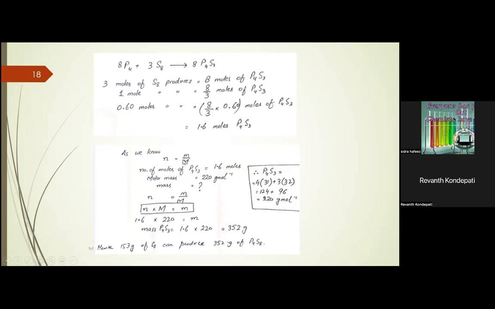As we know, number of moles is mass over molar mass. Now the moles are given, and you have to calculate the mass of P4S3, the amount of product. So you will calculate the molar mass from the formula. Phosphorus atomic mass is 31, the sulfur atomic mass is 32, and after calculation we will get 220 gram per mole. So multiply this molar mass with the number of moles that you have calculated, and you will get the answer 352 gram. Hence, the given 153 gram of S8 can produce 352 gram of P4S3.